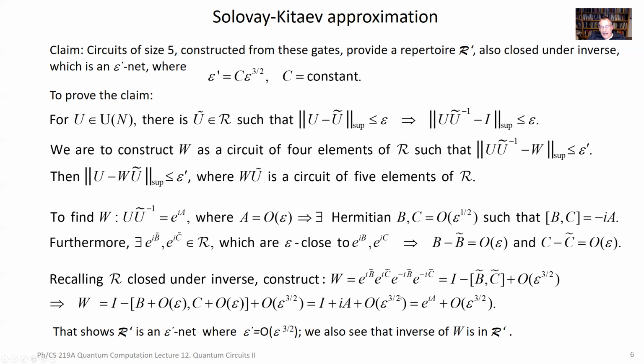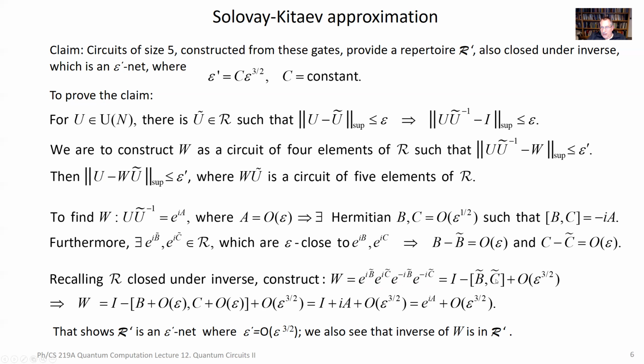Okay, and what was essential was that because of closure under inverse, I could get an exact cancellation of the order epsilon to the 1/2 errors between the unitary e to the iB tilde and the unitary e to the minus iB tilde, even though these guys, e to the iB tilde and e to the iC tilde, don't commute. Okay, so now what is W?